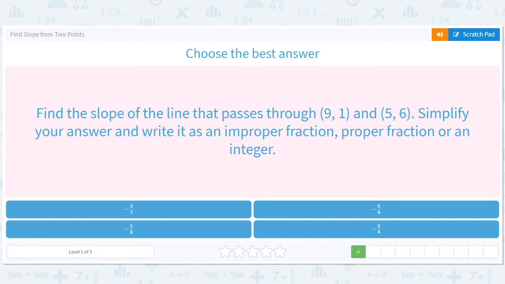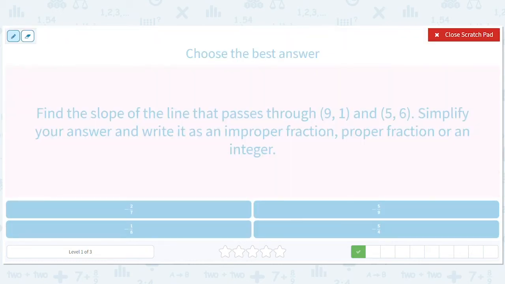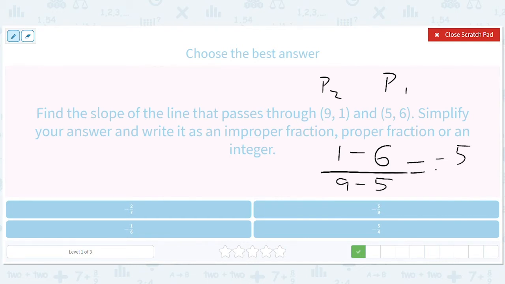Okay, let's do a couple more with the formula and maybe I'll draw you some pictures. So y2 minus y1. So okay, let's use this. Let's make this point 2 just for fun. So we'll have 1 minus 6 over 9 minus 5. y2 minus y1 over x2 minus x1. So this gives us negative 5 over 4.